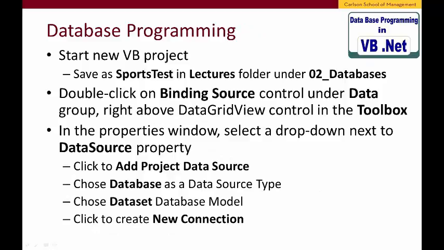We're going to start our hands-on portion of this video series by starting a new VB project called Sports Test. We're going to save it in the lectures folder under 02 databases, and then we're going to go through the steps of the data source configuration wizard outlined in the following slide. In a nutshell, we want to add a binding source control from the data group and use its data source property to add a project data source of type database and with dataset model. All this will allow us to establish a direct connection between the VB project, our database application, and the database itself.